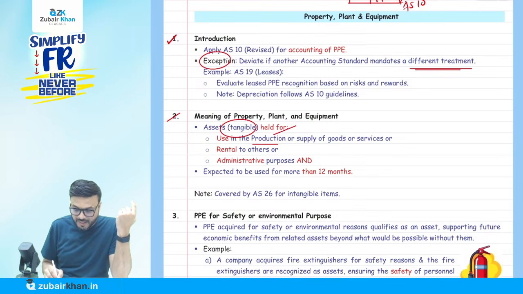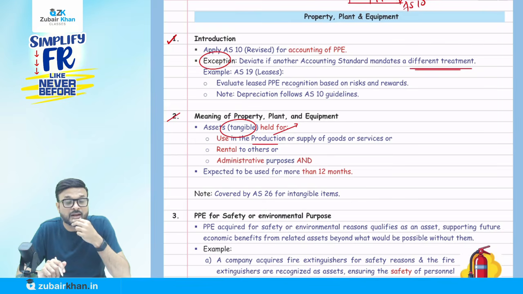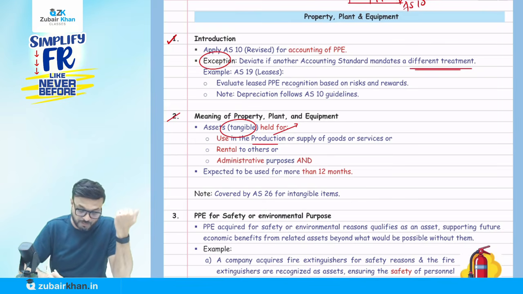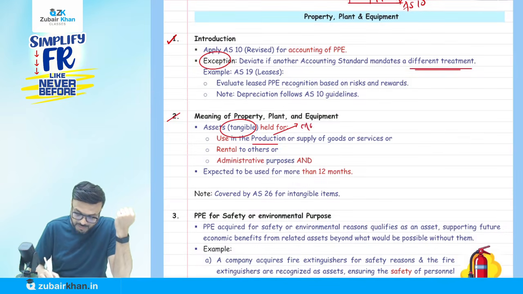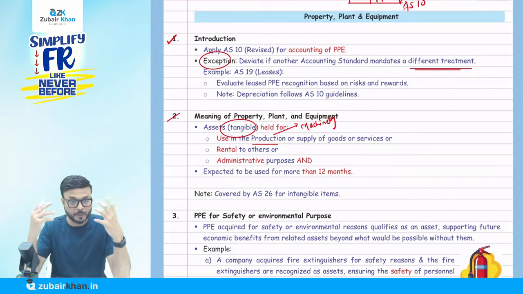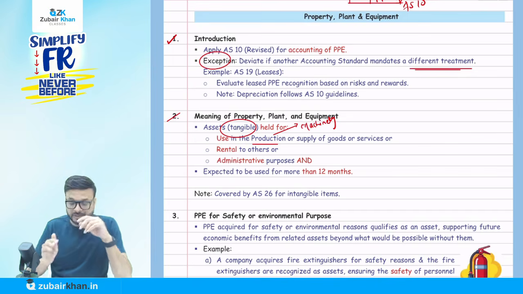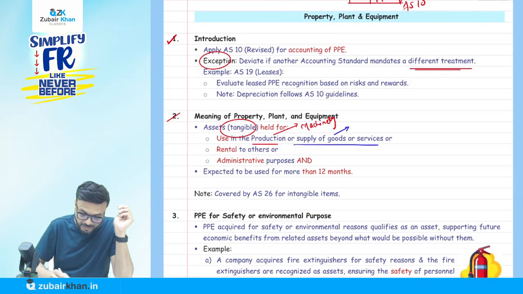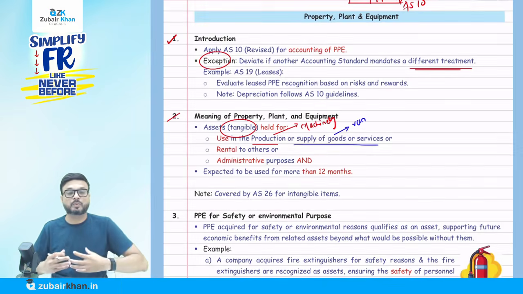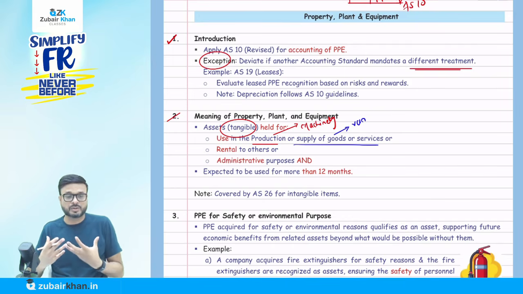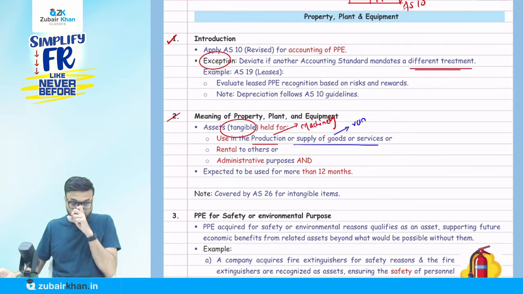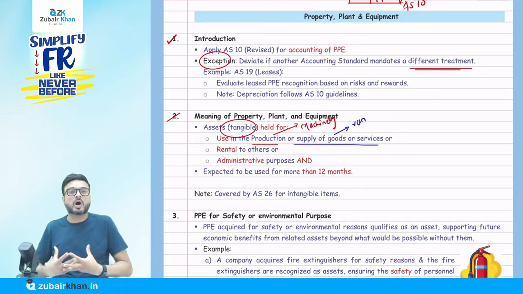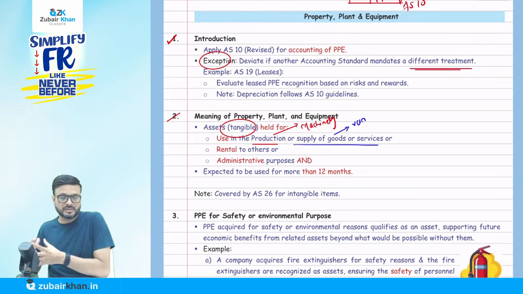Can you give an example? That which we hold for use in the production, for example machinery. I am using machinery for the purpose of production. Or supply of goods or services. So we are using it for supply of services, for example a delivery van. We are using a delivery van for delivery of the goods. So something we use in the production, like machinery, or supply of goods or services.